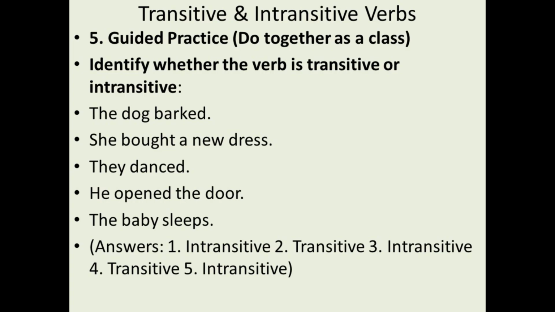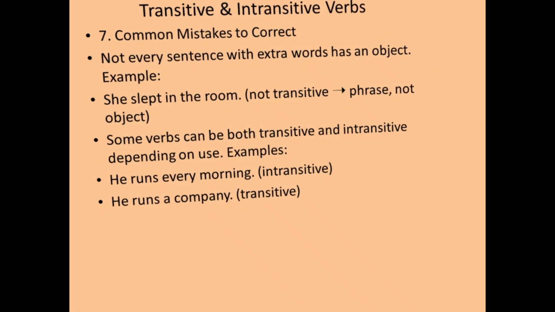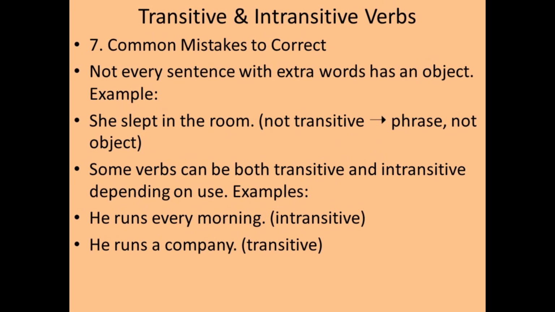They danced. The verb given, danced, is what? Students: intransitive verb. He opened the door. The verb given here in this sentence, opened, is what? Transitive verb. The baby sleeps. Good. Here, what is the verb sleeps? Intransitive verb, because there is no object in this sentence. Like this, you can develop your own sentences.